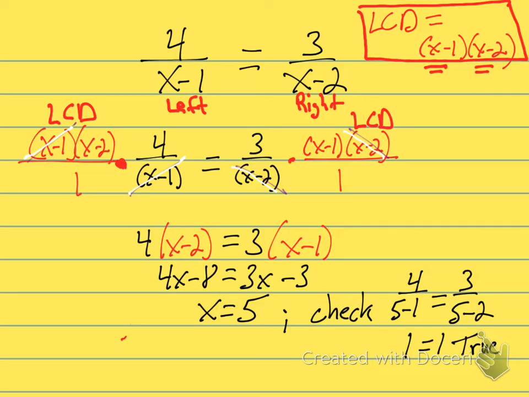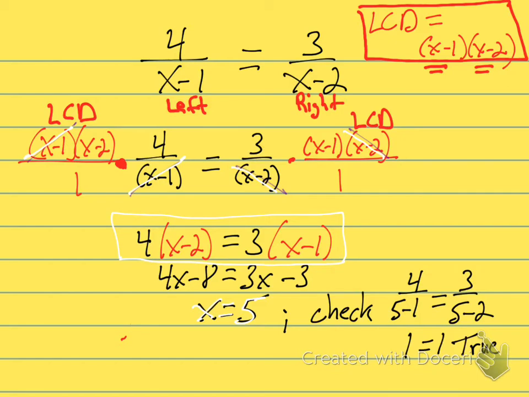What this leaves me with is 4 times x minus 2 equal to 3 times x minus 1. I'll go ahead and distribute and then solve for x, and I have x equals 5.